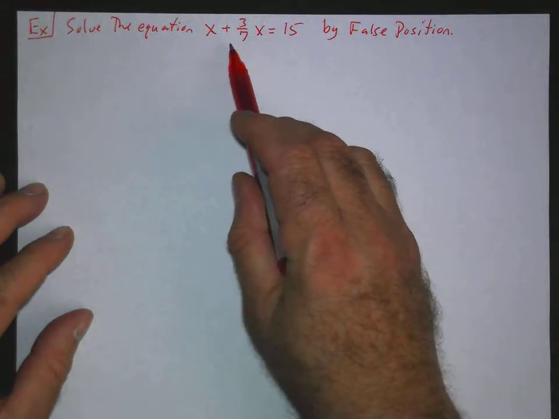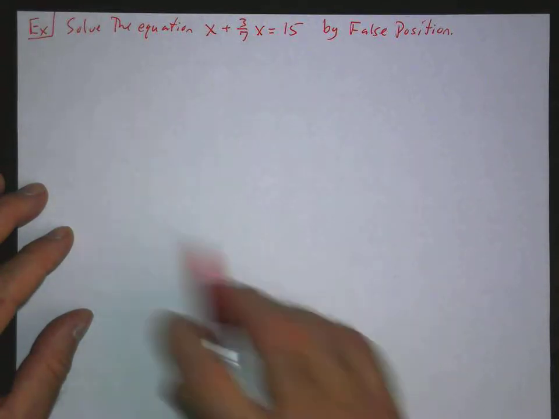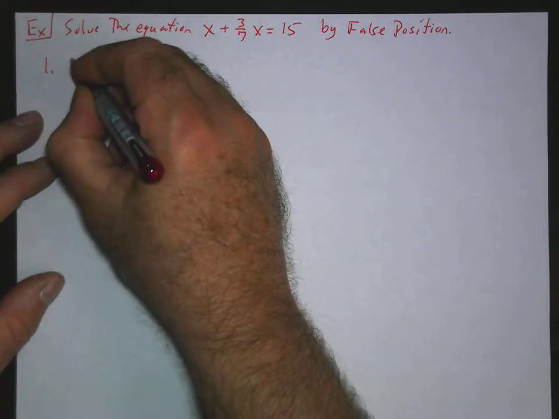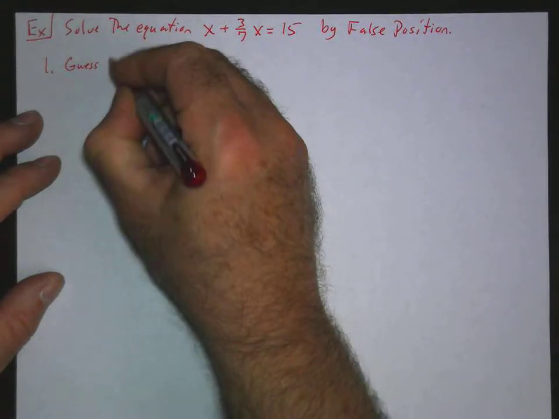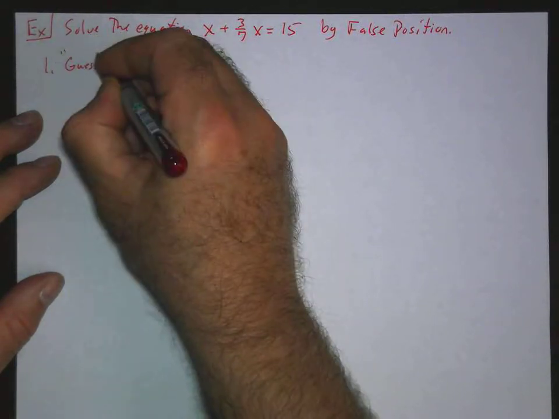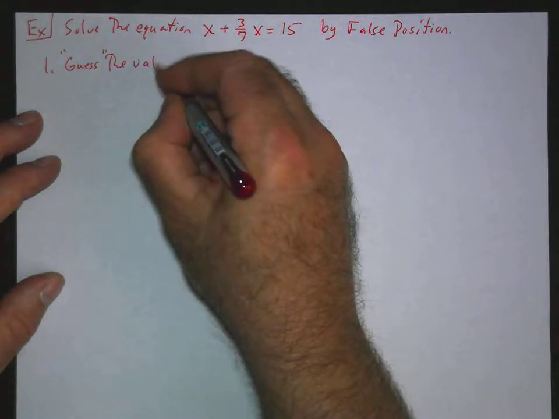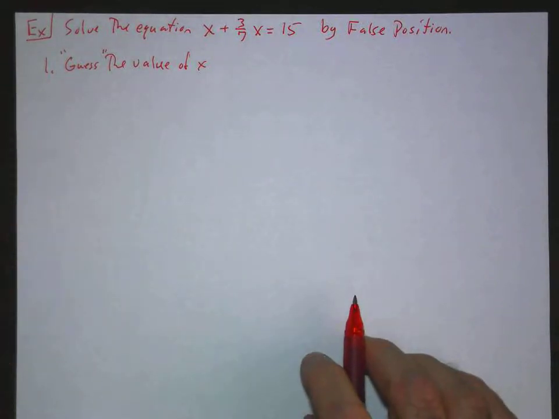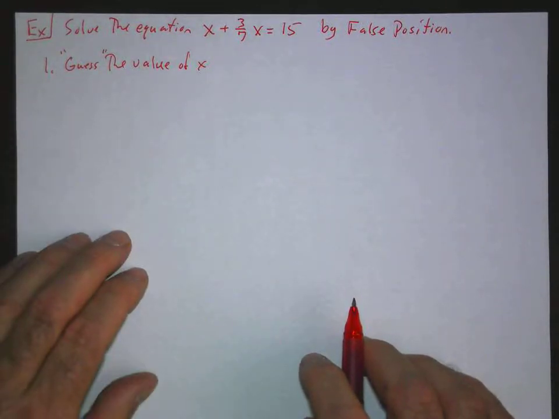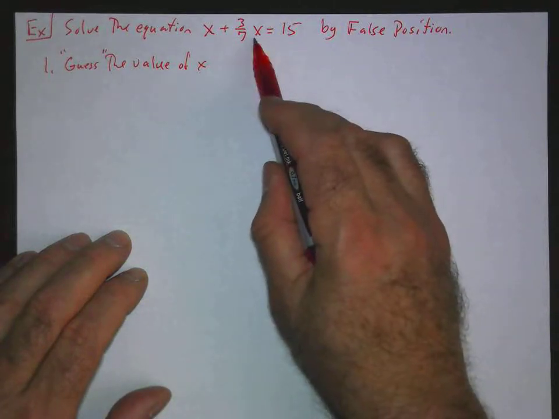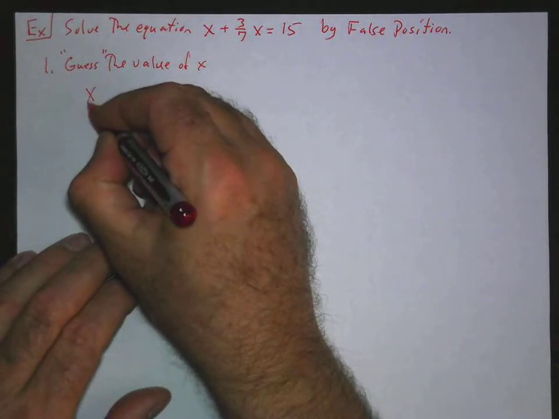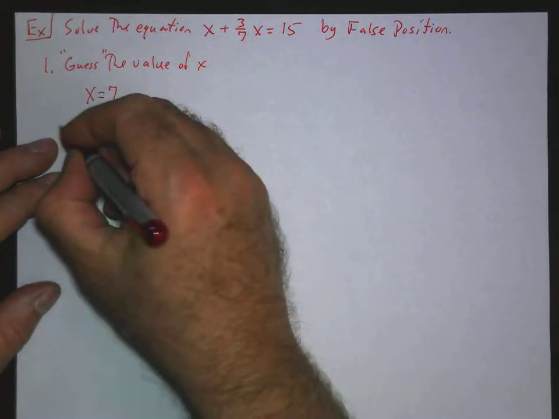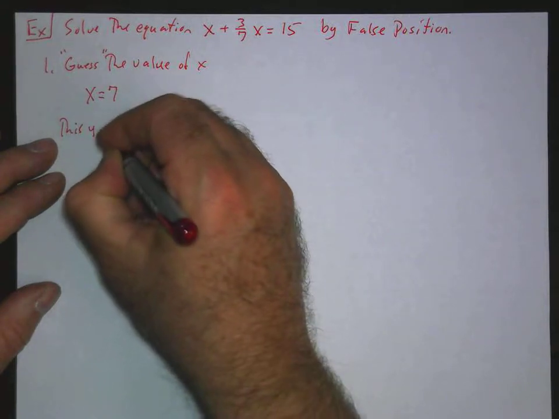Solve the equation x plus 3/7 x equals 15 by false position. Step 1, guess, and I'll put guess in quotes, guess the value of x, because this is really an educated guess. We're going to guess a value of x that will eliminate the fractions. x equals 7 is the obvious choice here. And then we plug in.